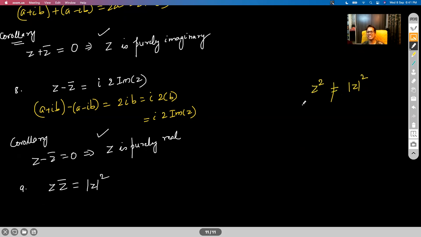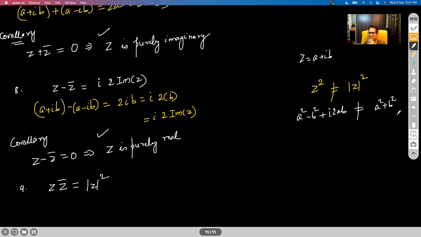Z square, when you say, let's say Z is A plus IB. If you do Z square, you'll get A square minus B square plus I 2AB. But mod Z square is just A square plus B square. They are different things, very different.